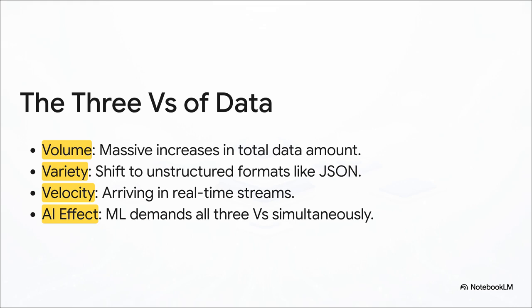But here's the real kicker, the AI effect. Artificial intelligence and advanced analytics demand all 3 V's simultaneously. They want massive volumes of highly varied raw data delivered incredibly fast. It creates this intense trifecta of pressure that simply overwhelms your traditional data warehouse.